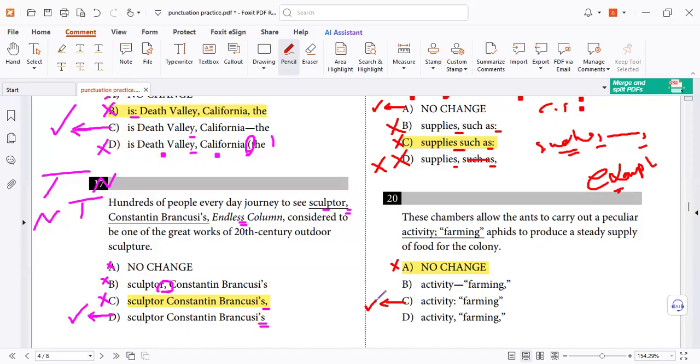Always follow the rules. Before the semicolon, is it a sentence? We need to find a subject and verb. These allow the ants to carry out a peculiar activity. Correct. But wait, after the semicolon, it must be a complete sentence, it means necessary. No options. After the semicolon, we have a problem. It's a fragment. How? Delete the phrases: infinitive phrase, preposition phrase, preposition phrase.